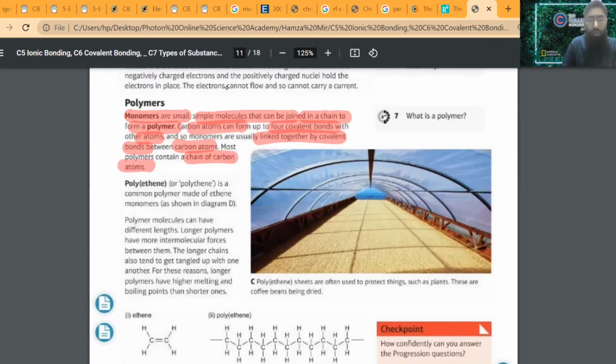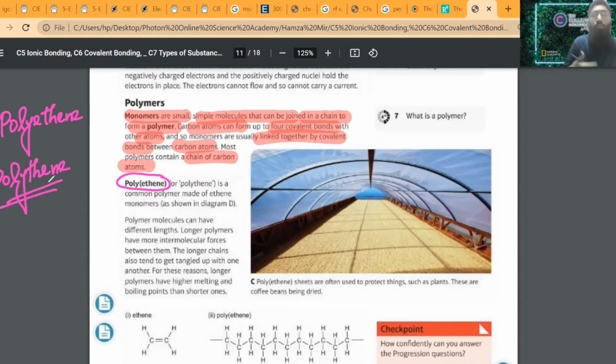The example of a polymer which they are mentioning here is polyethene. They also call it polythene. Polythene is a polymer made up of a monomer, and the monomer in polyethene is ethene. Let me write in proper wording. Ethene is the monomer of polyethene.